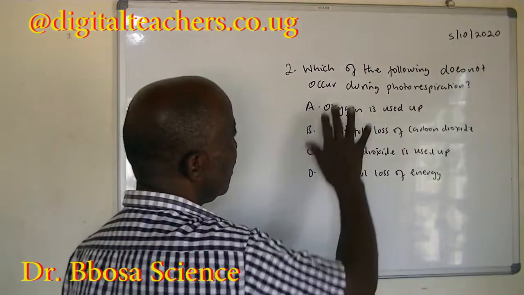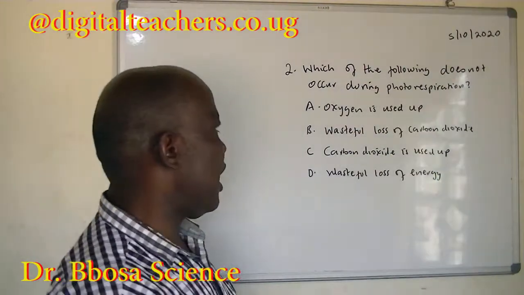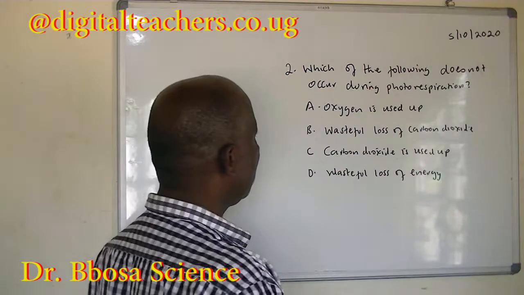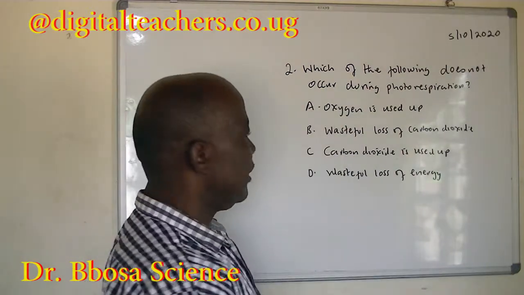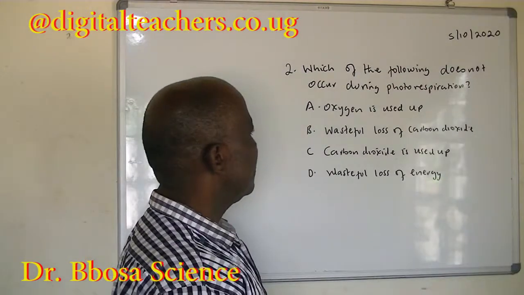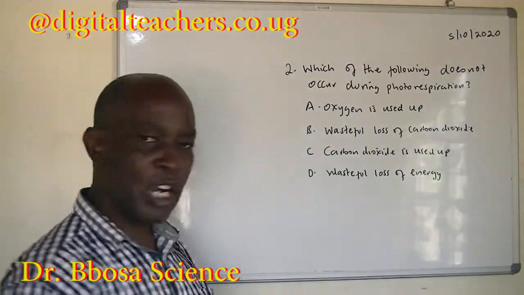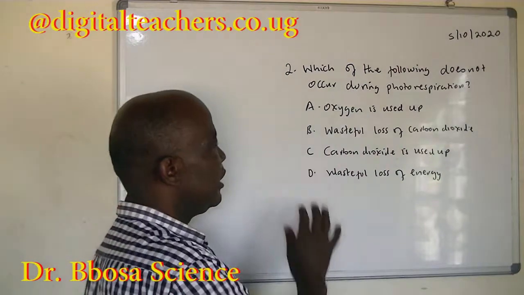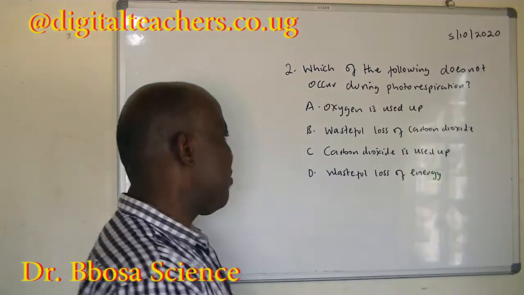Number 2. Which of the following does not occur during photorespiration? A. Oxygen is used up. B. Wasteful loss of carbon dioxide. C. Carbon dioxide is used up. D. Wasteful loss of energy.